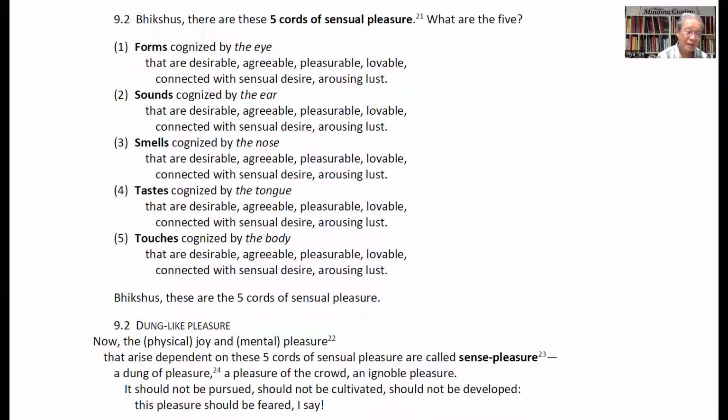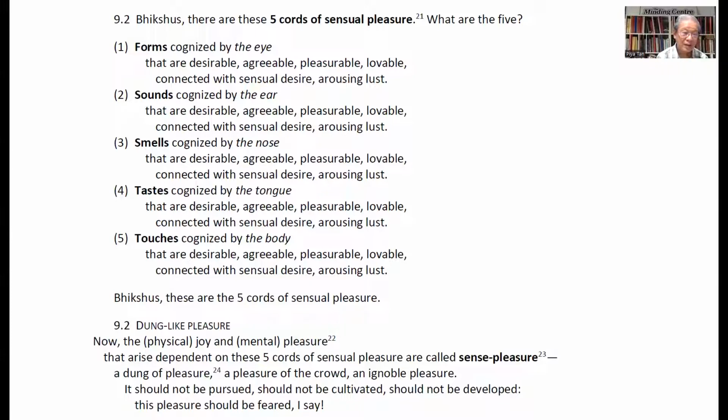They like certain smells. Then four, tastes cognized by the tongue that are desirable, agreeable, pleasurable, lovable, connected with sense pleasure, arousing lust. Which is very common, right? Different kinds of food, we get caught up with the taste. We get attached to it. And then number five is touches, the sense of touch, cognized by the body, that are desirable, agreeable, pleasurable, lovable, connected with sensual desire, arousing lust. And also room temperature, for example, is included in here too, right?